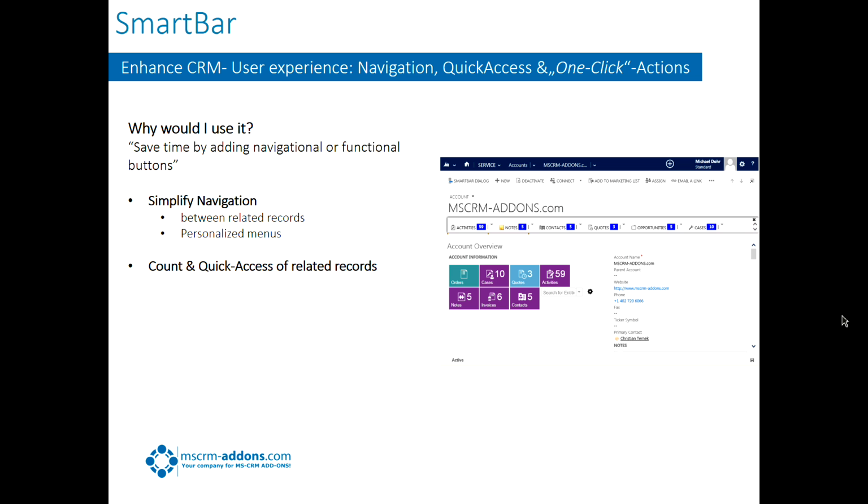It gives you count and quick access of related records. That would be access to related records or activities, and you can see the count really, really quickly. So for example, the number of quotes associated with an account or with a contact or something along those lines.